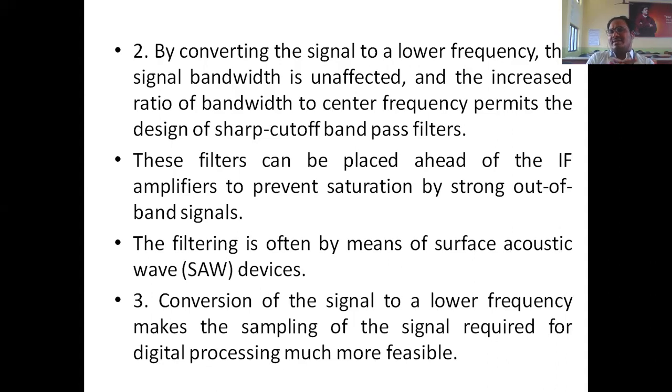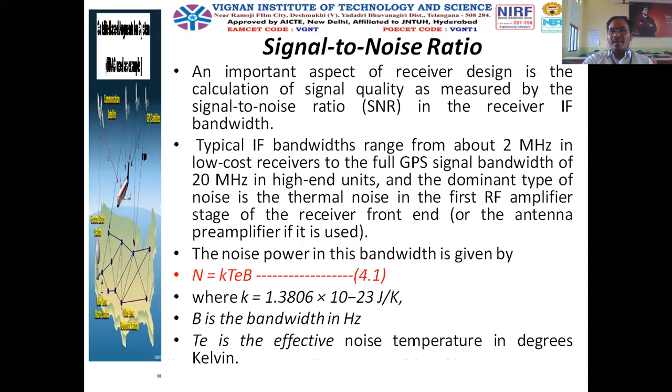Of course, this is analog in nature, right? So an analog signal to be converted into digital, first we have to sample it, next we have to quantize it. Sampling and quantization are the two techniques involved. So sampling is made easier if the frequency is down converted. And more important is the SNR. How much SNR we should maintain? That is the signal to noise ratio.